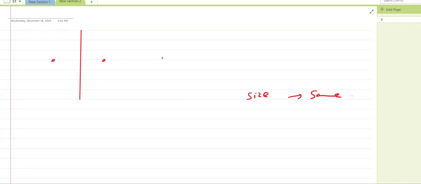Okay, so in reflection, the size of the object will be the same. What can be different? Position and orientation.